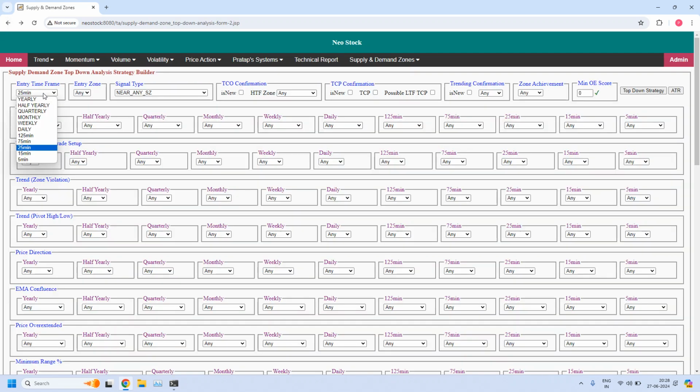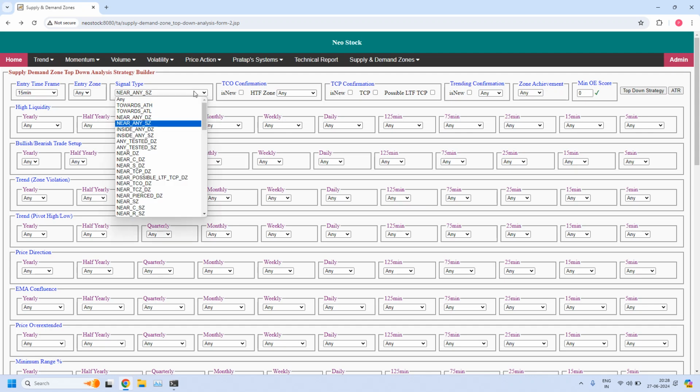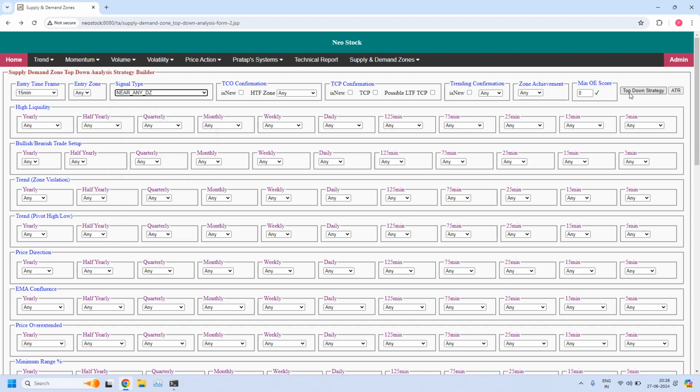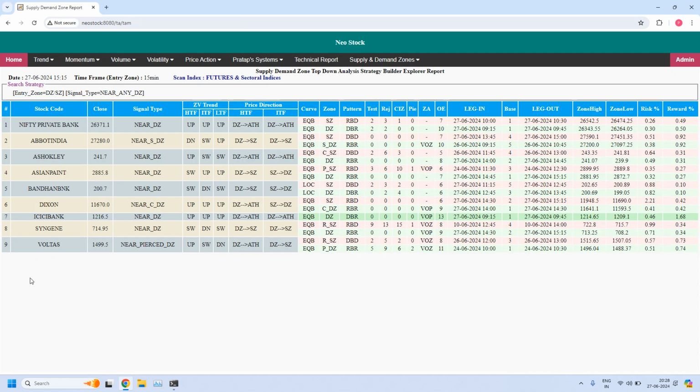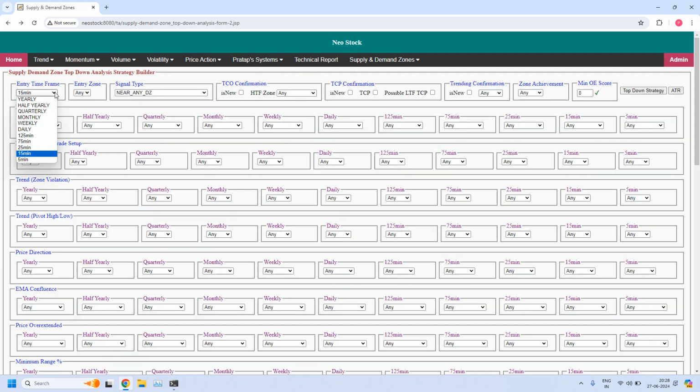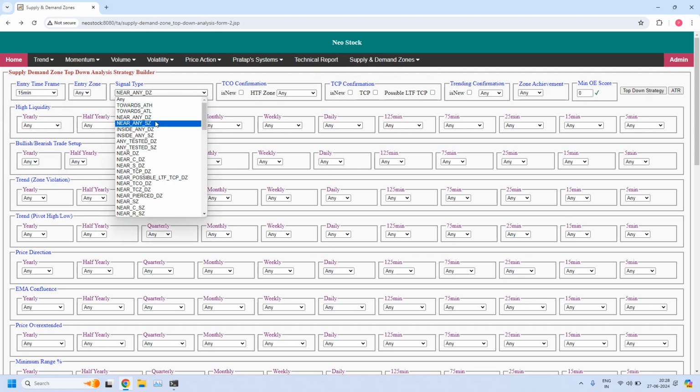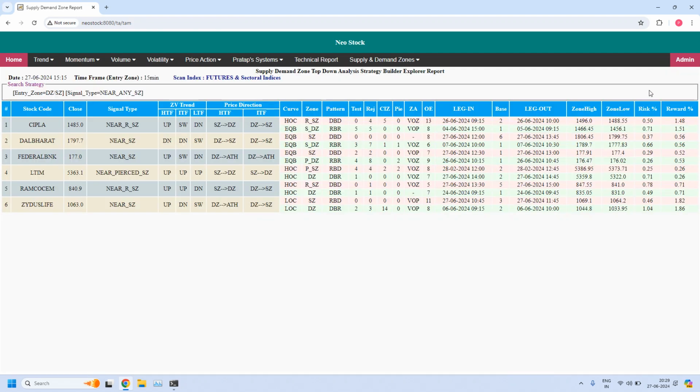I am going back, changing the time frame to 15 minutes. Let us find the stocks near 15 minutes demand zone. 9 stocks are filtered. I am going back. For 15 minutes time frame, let us find the stocks near 15 minutes supply zone. 6 stocks are filtered.